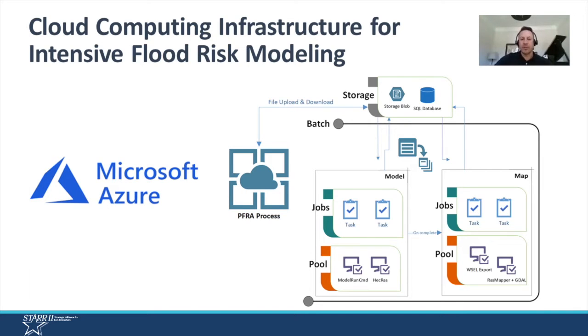And as I described, here's a good diagram of the process itself. You can see the PFRA process. We built a storage account in Azure, which contained blob and SQL database. Orchestrated through Batch, it ran jobs on the left side for models. Tasks ran model run commands and RAS itself. And on the right side, the task jobs ran the export or the mapping functions, water surface elevations and RAS mapper.